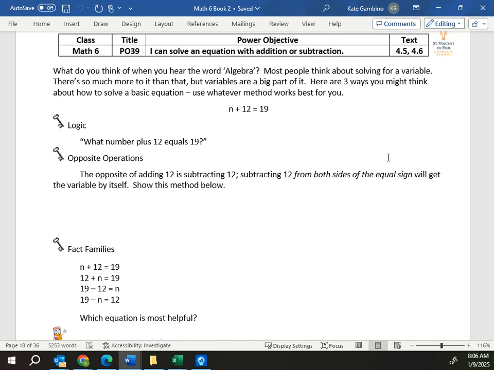So I'm going to show us some different methods that we are going to use to solve n plus 12 equals 19. And before I do that, if you are one of my friends that comes to me, come on over. I forgot to pass these out. And Emma, I have the one from yesterday over at my desk. I'll get that to you during work time.